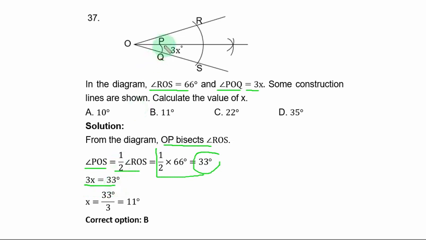That is this angle now, half of it. So if you divide through by 3, x becomes 11 degrees. B is the correct option.